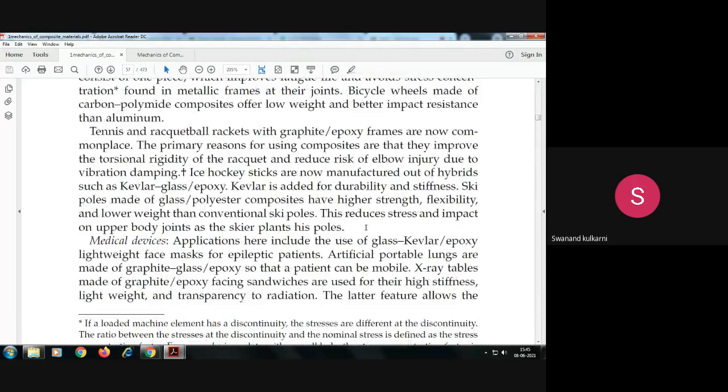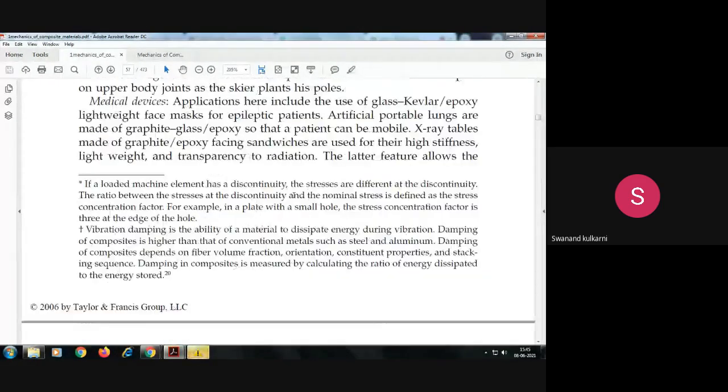Then, as far as tennis and racket ball are concerned, tennis ball and racket ball rackets are also an example of graphite epoxy frames. Is it okay? So in sporting industries, we know how Kevlar, glass and graphite are combined.